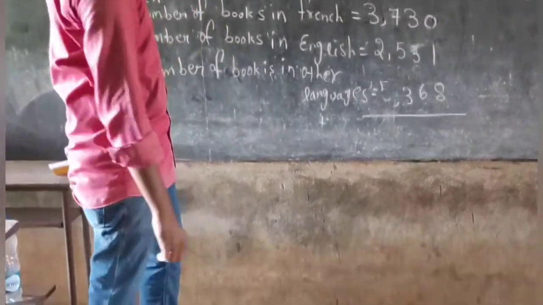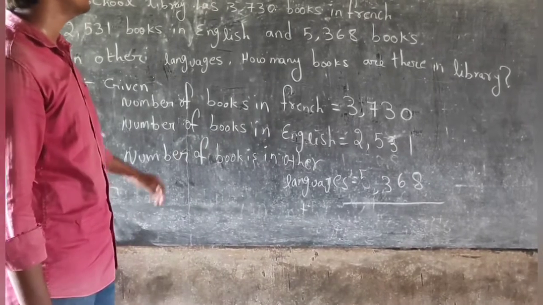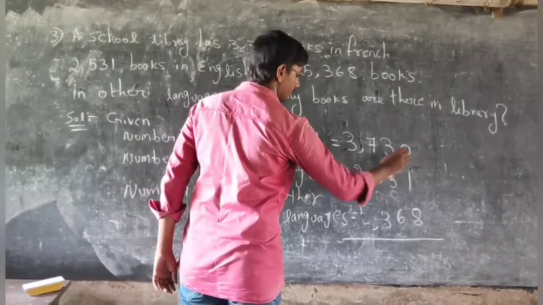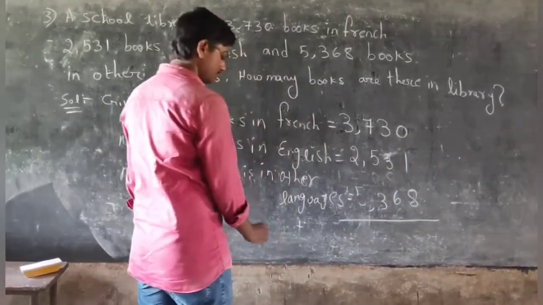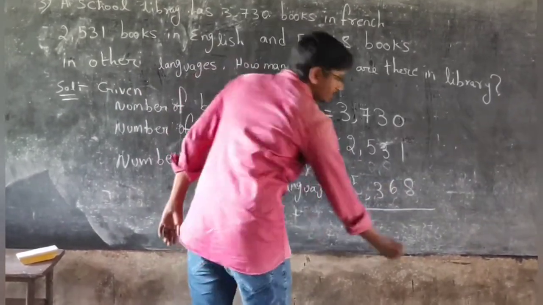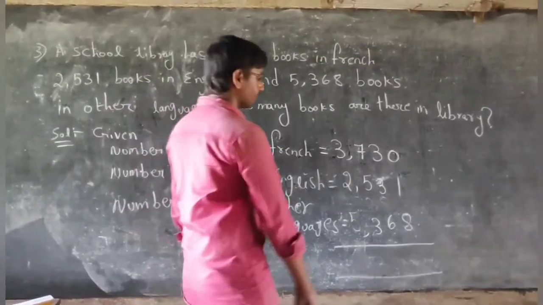3 addends. The question is about the different types of books, in different languages, in a library. French books are 3,730. English books are 2,531. Next one, in other languages, 5,368. Okay, let us add the 3 numbers.